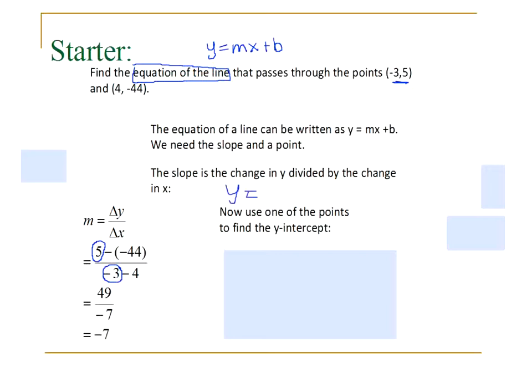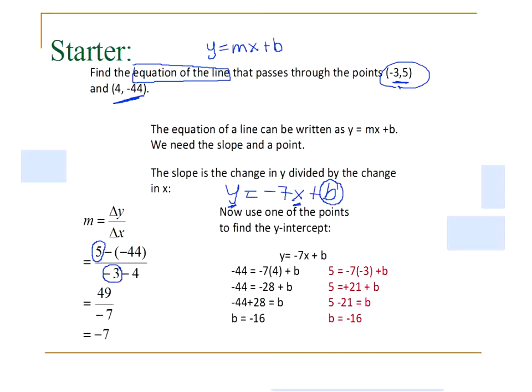y equals -7x plus b. So I need to find this b value. And in order to find the b value, I'm going to need an x and a y. And of course we have a couple of those. We have an x and a y here, and the x and the y here. So it doesn't matter which one of those I choose, I'm going to get the same value.